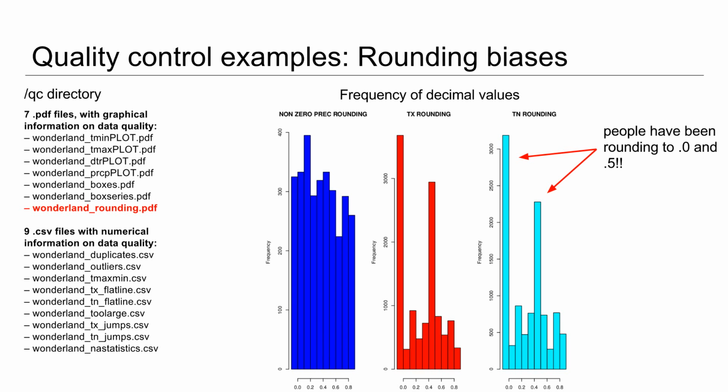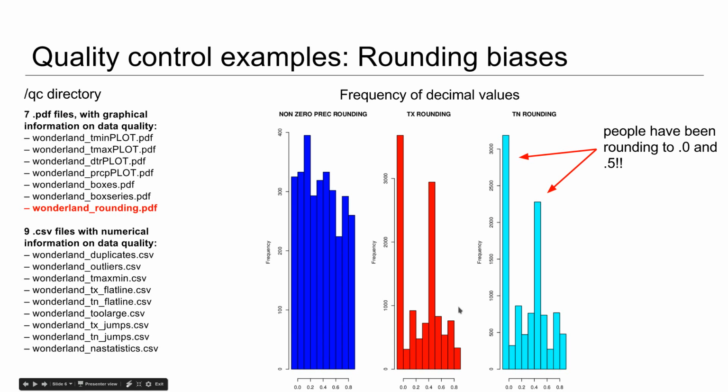And so ClimPACT here just plots a frequency histogram for each of your three input variables: precipitation, maximum temperature, and minimum temperature. And it plots the frequency that each decimal value gets used, all the way from 0.0 to 0.9. And so you can see here for maximum and minimum temperature that the 0.0 and 0.5 decimal values get used far more than the other decimal values. Okay, sort of 3,000 or more compared to 1,000 or less for the other decimal values.